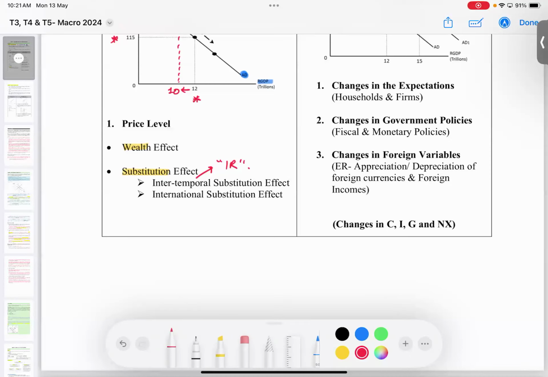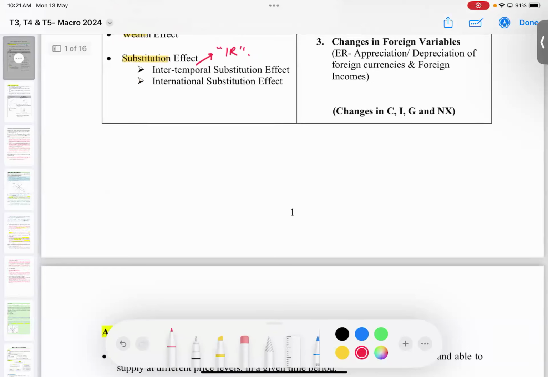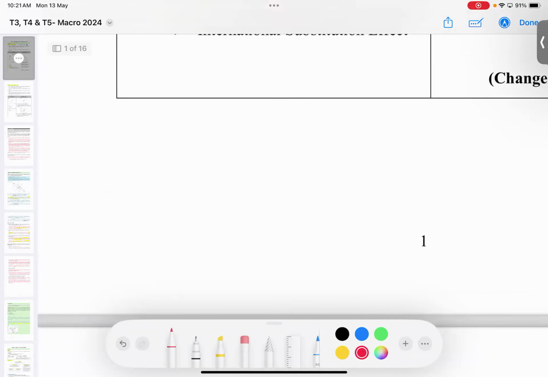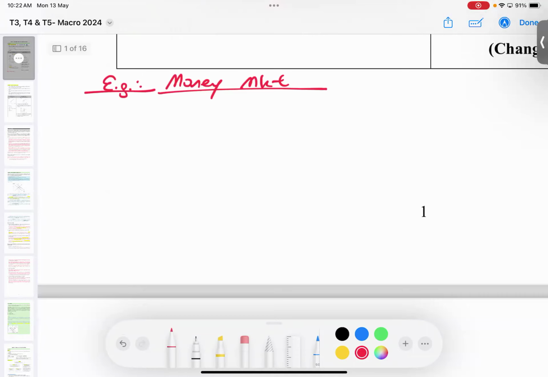Now you can understand it from a graph. The graph is something that you will learn later on in the chapters at the back. It shows how a rise in the price level results in higher interest rates. You can look into a graph called the money market. We use an example to show that we can understand it from the money market.